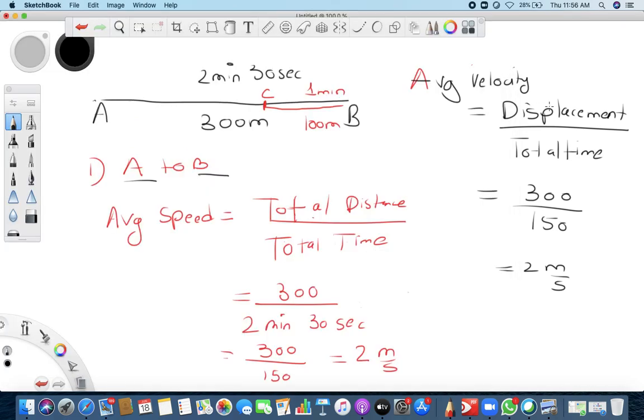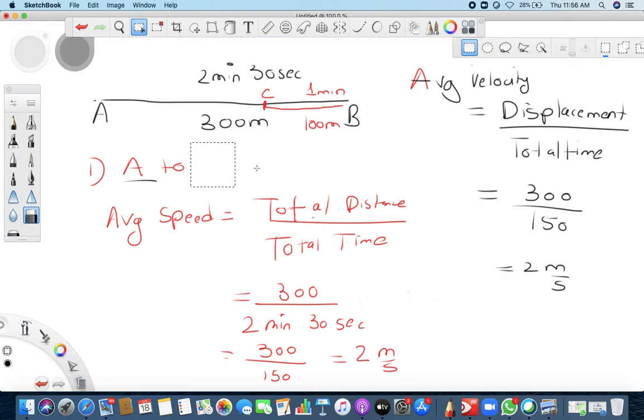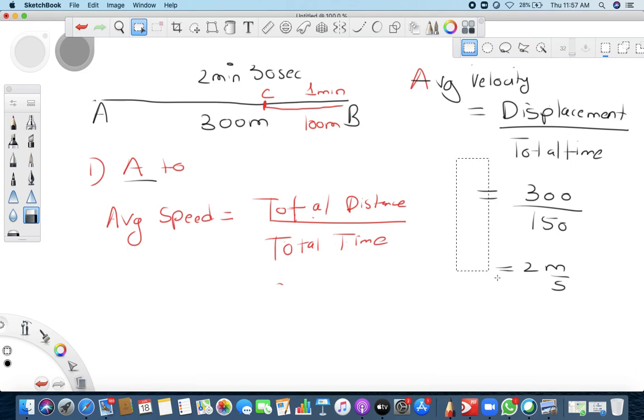Okay, so let's see both. So now we are going to the A to C. Okay, so I don't have place to go. So I'll just change this thing. Fine. So now we are putting things from A to C.